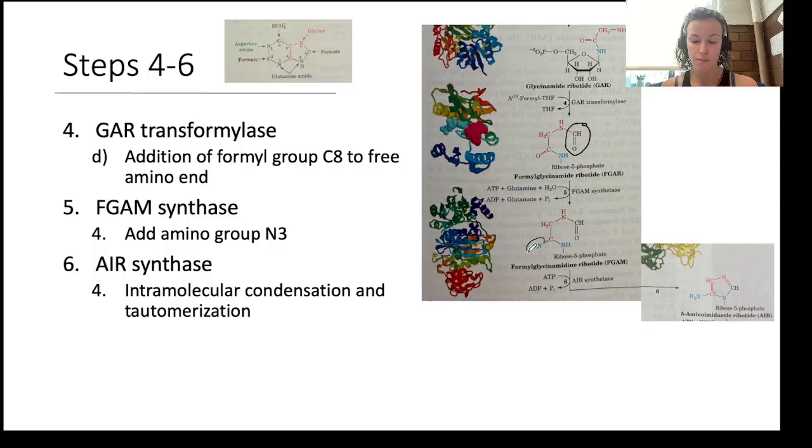And we added that right there. Then step 6, performed by AIR synthase. This is an intramolecular condensation and tautomerization. So you can see here that we're going from this open structure, and we've done an intramolecular condensation to close the ring. We also have a tautomerization to convert this structure into one that is then aromatic.